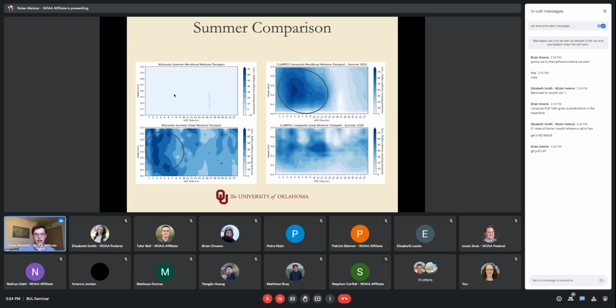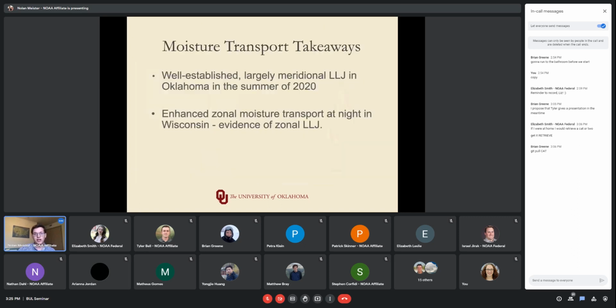What's interesting is that we have a noticeable peak in Wisconsin's moisture transport shortly after sunset in the zonal direction. Meridional transport was basically zero throughout the whole day, which was pretty impressive to me. I actually had to redo this 4 or 5 times to make sure I wasn't doing anything wrong. But what's interesting is that we might have the presence of a low-level jet being hinted at here in the zonal component in Wisconsin in the summer.